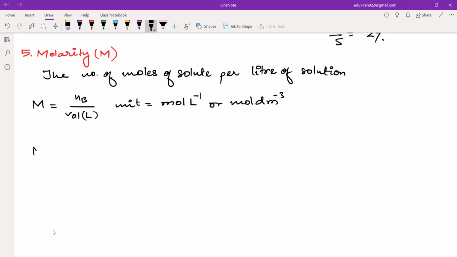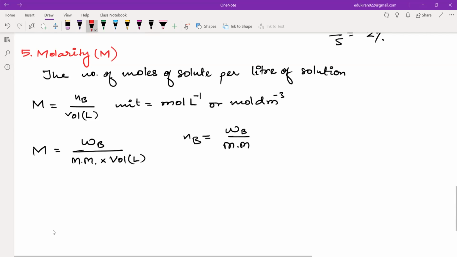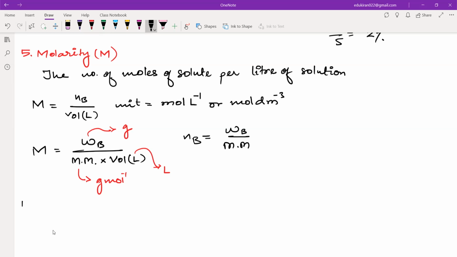Now we can also write molarity. It will be equal to number of moles, which is equal to what? Please listen, don't write anything. Number of moles is equal to the given mass of solute divided by the molar mass of solute, right? Yes or no? So I can substitute this number of moles and I can write it as WB upon molar mass into the volume in liters. Okay. Now in this statement, you have to keep in mind that this should be in terms of grams. This should be in terms of grams per mole. And this volume is obviously in terms of liters. Okay. Please write this down. And wait a second. Don't write now. Wait a second. Ek note likhega.